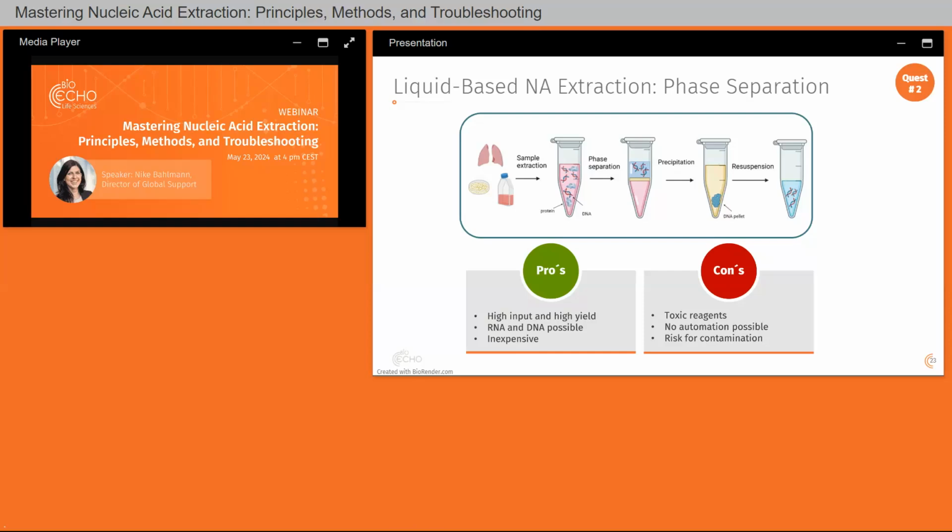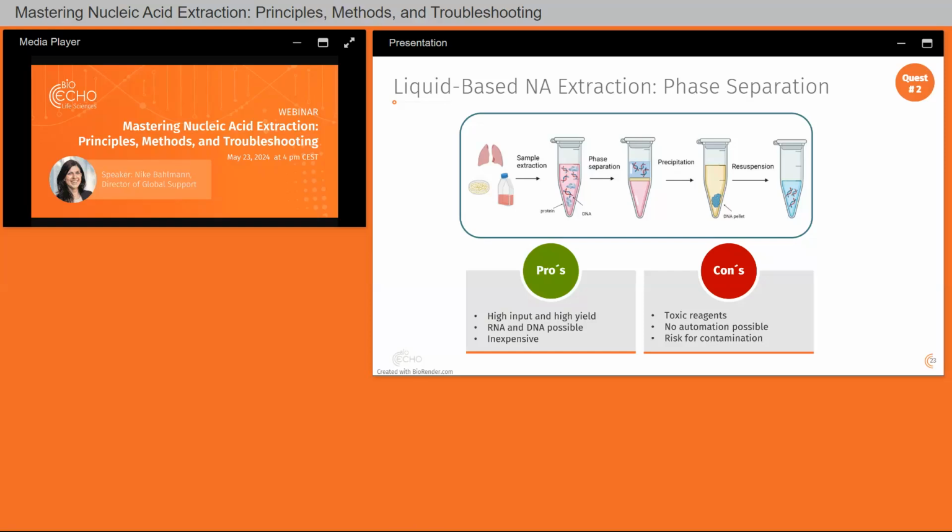What are the benefits? A lot of people are using this, so there must be benefits. It's usually quite low cost and you can use a lot of input. It also gives you a very good yield, and you can do RNA and DNA as well. Why is that? Because DNA and RNA have different solubilities. If you play around with the pH, you can enrich DNA, but also enrich RNA, and this is sometimes very helpful. There's a substance called TRIzol, with which you can also isolate all three substances from one sample by using this different pH shift.